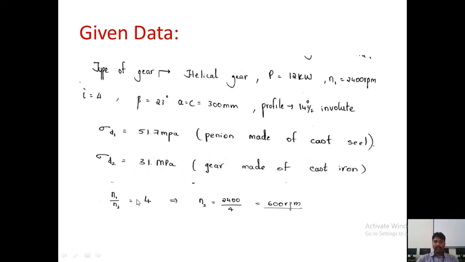By using the ratio, speed reduction ratio i is equal to N1 by N2. N1 is known. N2 is given by N1 divided by 4, 2400 divided by 4, which is 600 rpm. The first step, as you already know, is identifying the weaker member. Based on the weaker member, we need to design the helical gear.